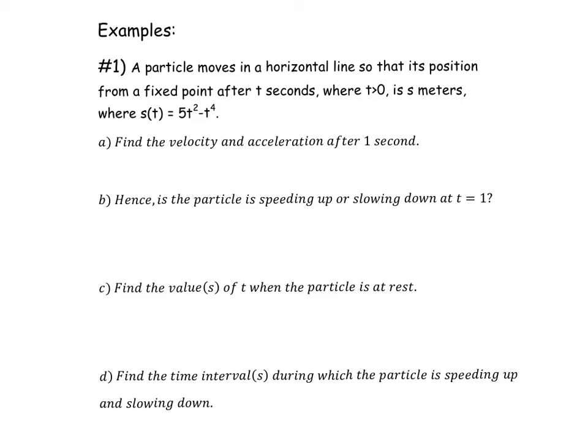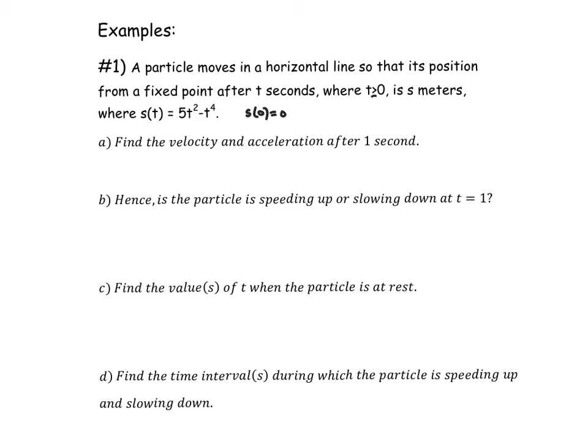Okay, so let's look at an example. Number 1 here: a particle moves in a horizontal line, so its position from a fixed point after t seconds, where t is greater than or equal to 0, is s meters, where s of t is 5t squared minus t to the 4th. Just so we know where we're going here, we're starting when t equals 0. And if I plug in a 0, I get 0. So the initial position of this particle is at 0, 0. You can imagine it's traveling along the x-axis if you'd like to.